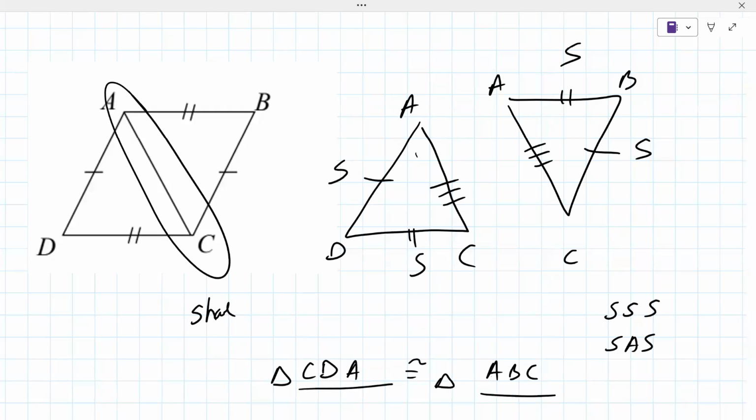So it's two parts, right? It's figuring out are they congruent, and by what? And then you have to be able to write the letters.